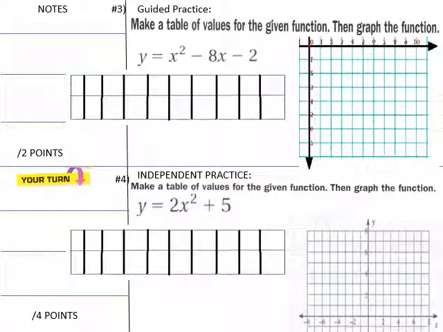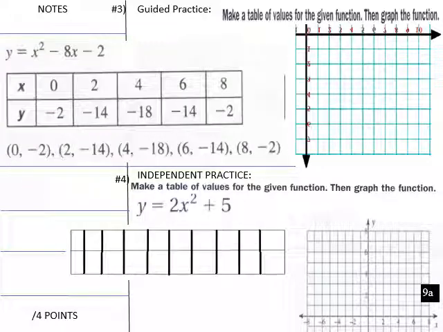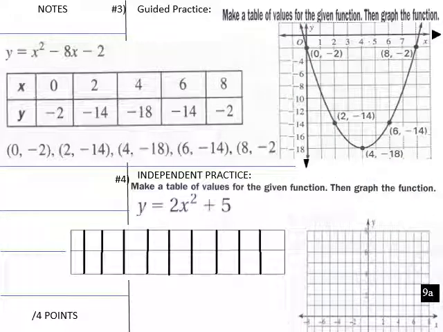Okay, make a table of values for the given function, and then graph the function. Students, this is yours. Pay attention so you can actually do your independent practice. And let's do our guided up here. So here's your table for this quadratic. When x equals 0, y equals -2, etc. When you plug in these values into your quadratic, here's your ordered pairs to help you organize what you're plotting. And then when you make a plot of that, you should get a graph that looks like this for this quadratic. It looks like when x equals 4, y equals -18 would be your vertex for this quadratic.